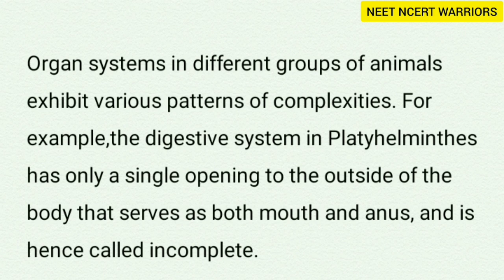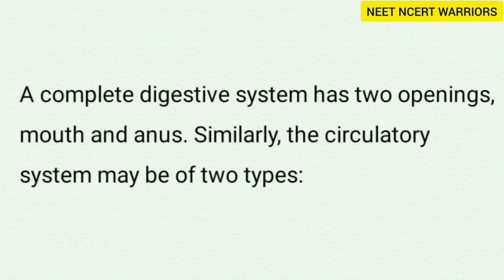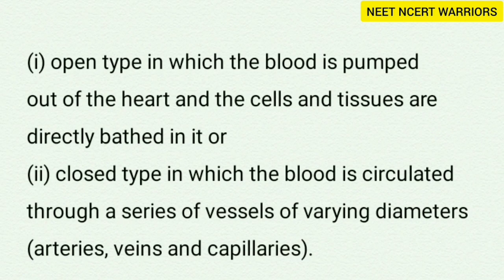For example, the digestive system in Platyhelminthes has only a single opening to the outside of the body that serves as both mouth and anus, and is hence called incomplete. A complete digestive system has two openings, mouth and anus. Similarly, the circulatory system may be of two types. First one is open type, in which the blood is pumped out of the heart and the cells and tissues are directly bathed in it. Second one is closed type, in which the blood is circulated through a series of vessels of varying diameters, that is, arteries, veins and capillaries.